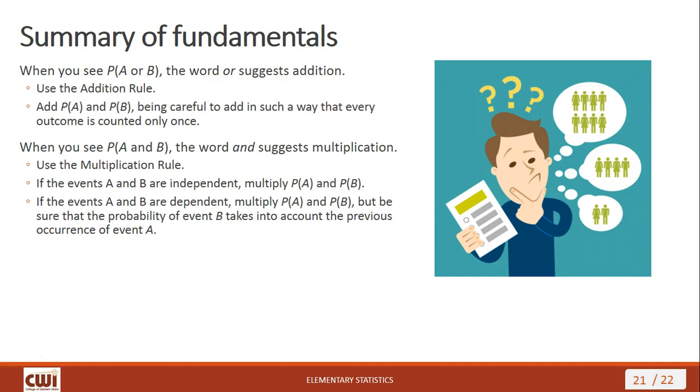So with the addition rule, you have to subtract out those events that are double counted between your A and B events. With the multiplication rule, you have to make sure that you select the events in a way that you're not going to double count them.